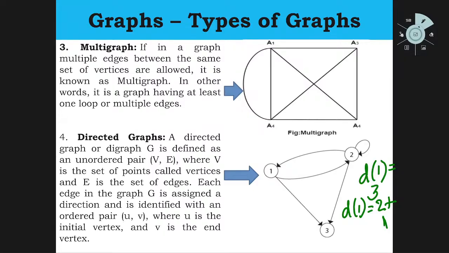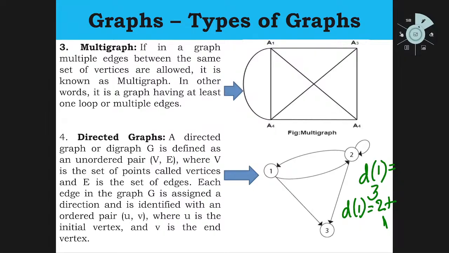What is the degree of 2? It is 5. See here, 1, 2, 3, 4, 5. Clear? Now in degree and out degree. Here there are 2 in degrees of 2. Okay? There are 3 out degrees of 2. Etla? One went out, one went here, this one is an in degree, one is an out degree.